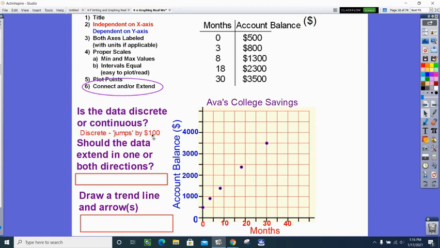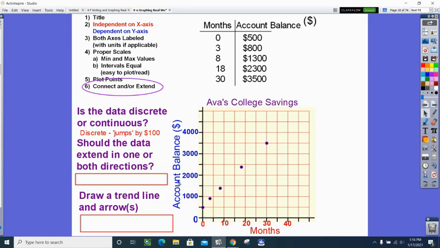Did you hear my jumping? So this would be discrete. Normally, you would not draw a line in here because we shouldn't be talking about that. She would have $821.50 in the account. She would jump up by hundreds.